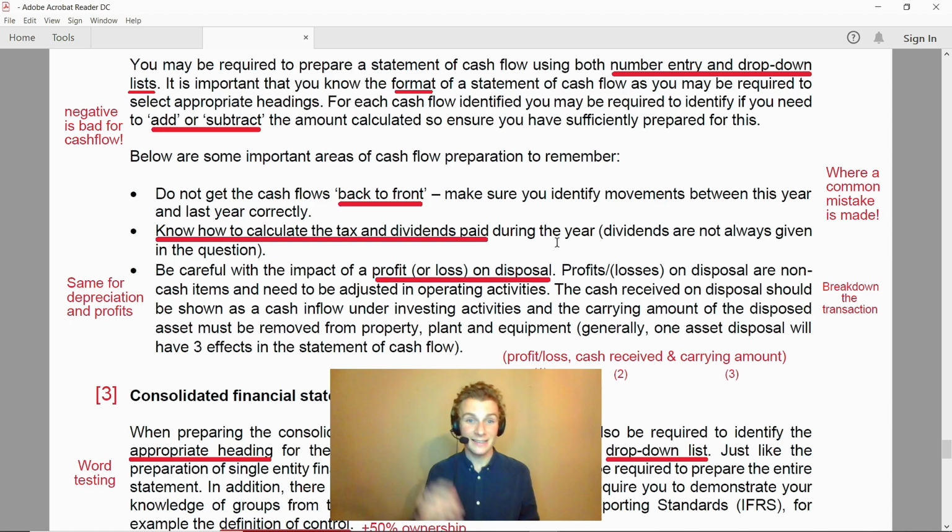So make sure you get that down, because the external examiners mention it again. They've said add and subtract, and then they've put it back to front. So it's a common mistake. It's been tested before. I've seen it on past exams.